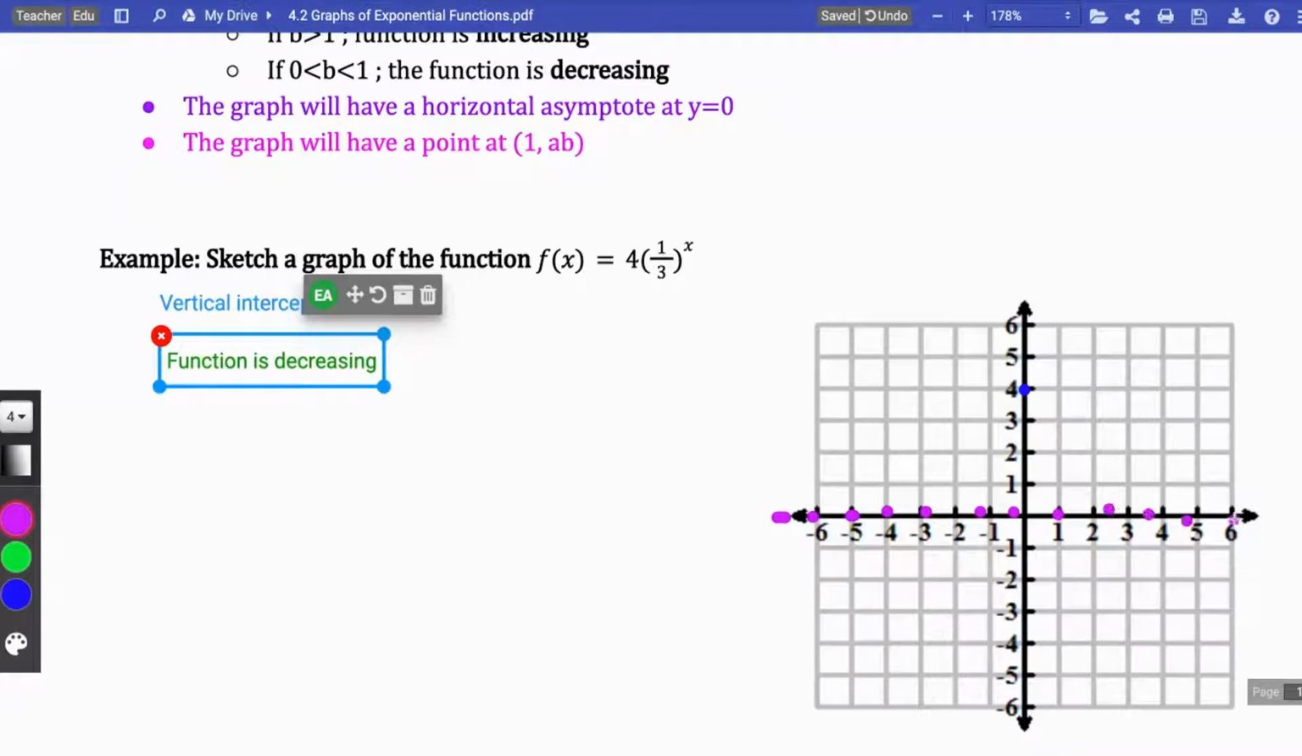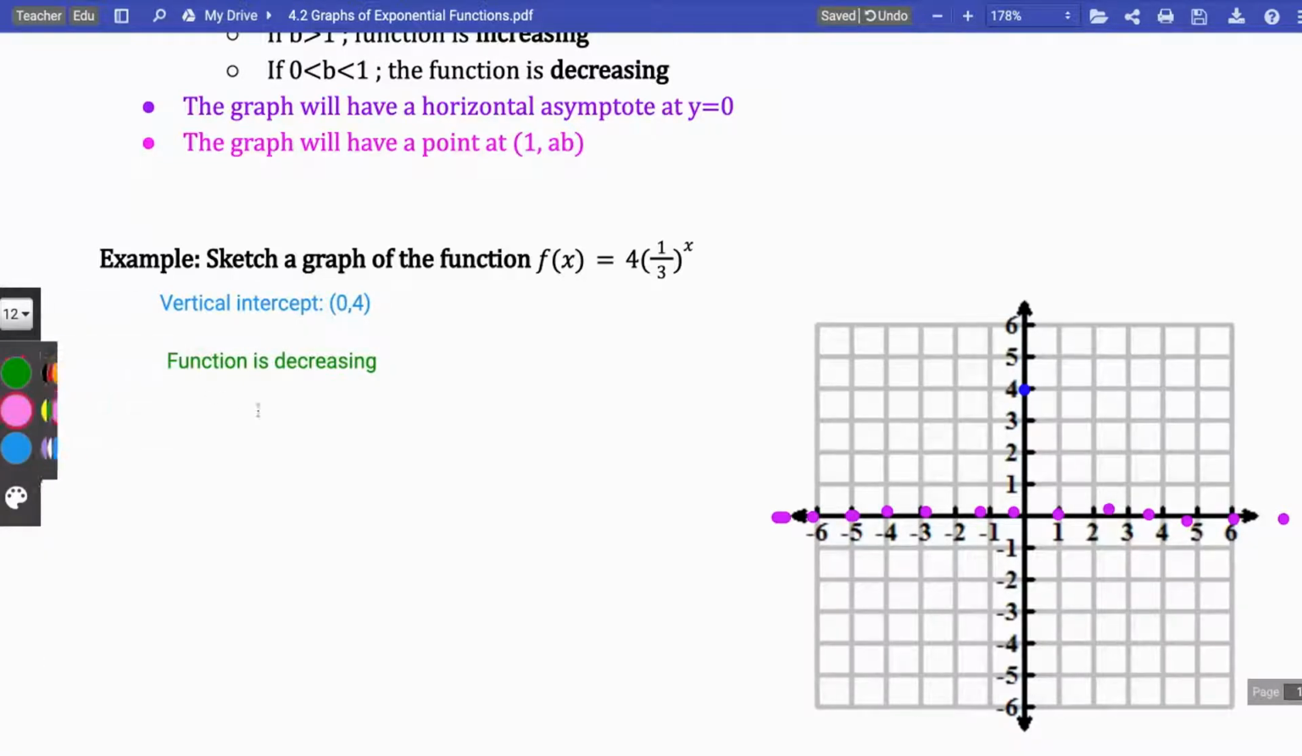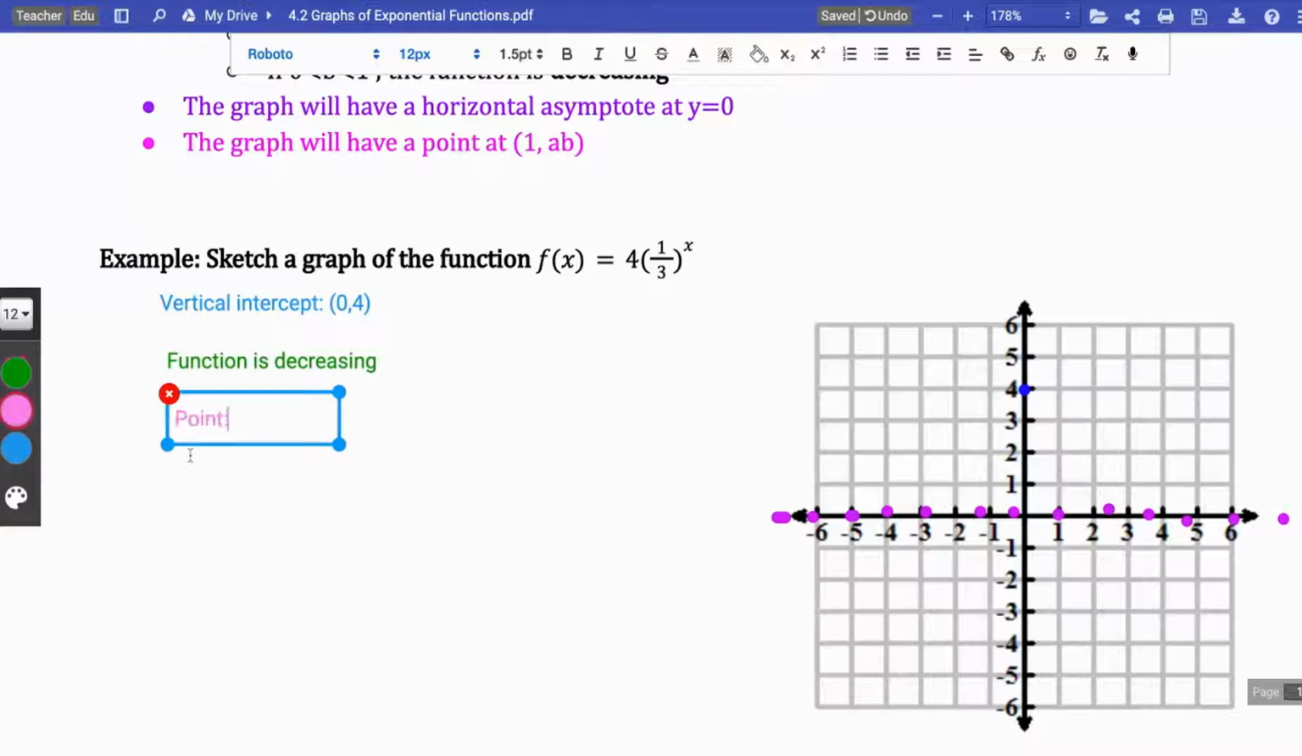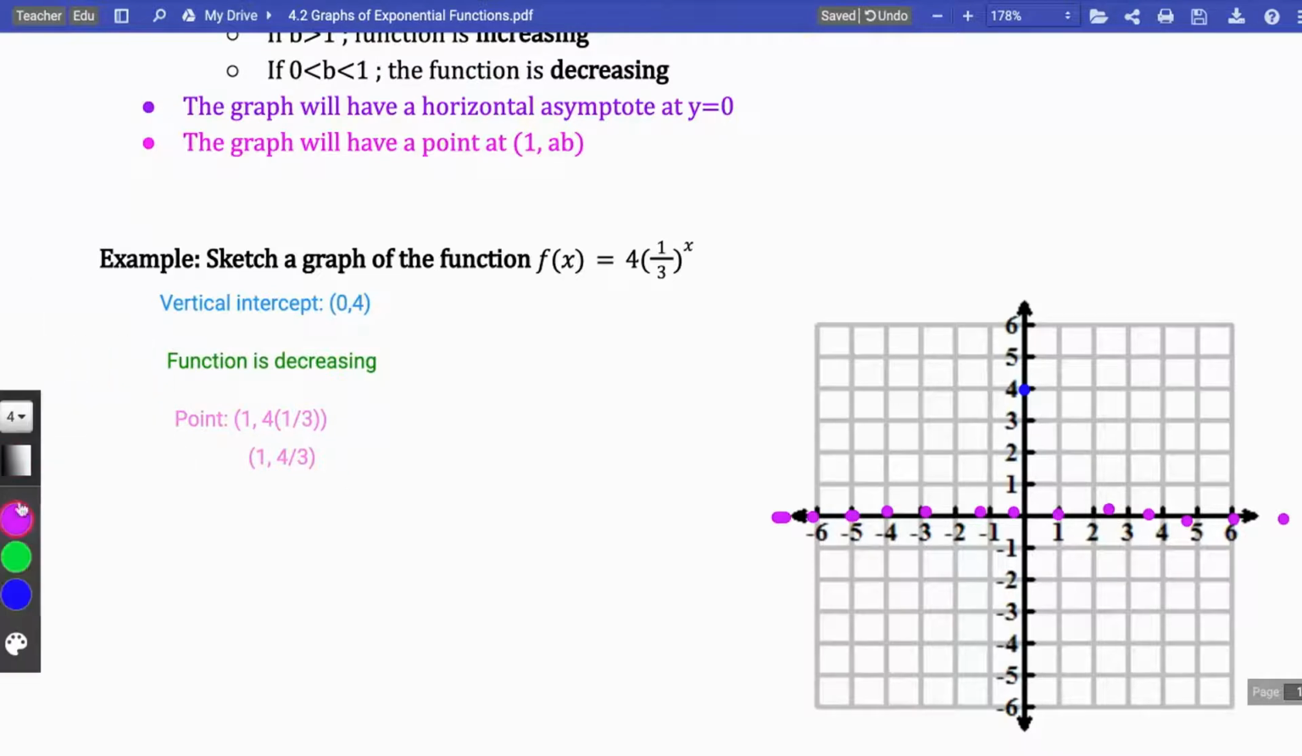So this tells me that it's not going to cross here. And then the next thing I know is that it's going to have a point at (1, a times b). a is 4 times 1/3, which is going to be the point (1, 4/3). So I'm going to just go ahead and graph that point now. All right, so 1, and then 4/3 is a little bit above it, so it's going to be right there.